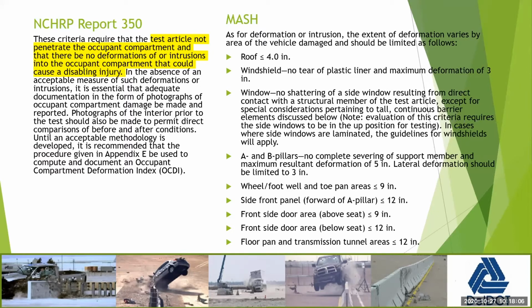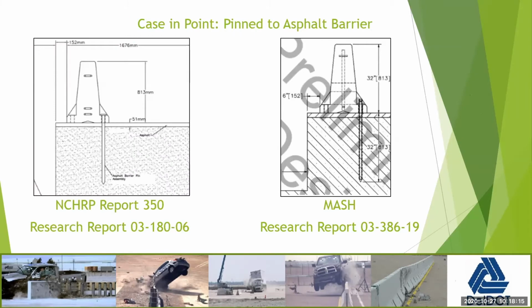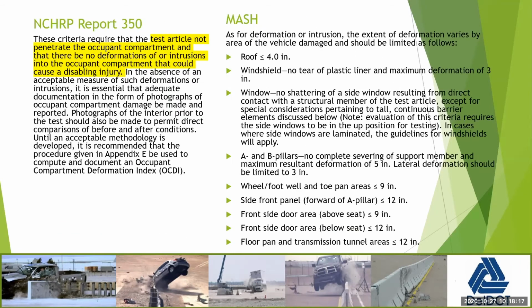So MASH, instead, they break this into real quantifiable evaluation criteria. So you can't have deformation or intrusion that's more than 4 inches in the roof, and the wheel well area can't be more than 9 inches, and so forth and so on through the criteria.